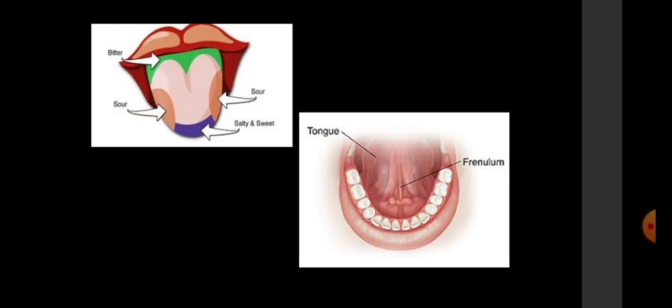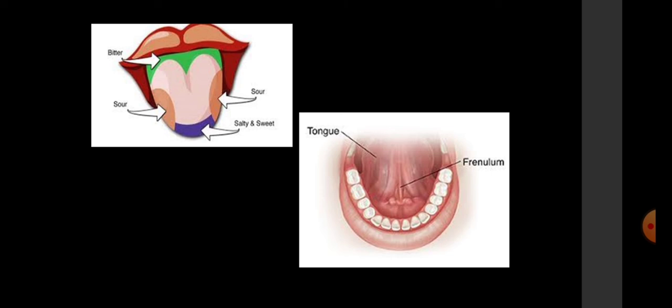In this picture, we can see the frenulum, which is a thin fold which helps the tongue to get attached to the floor of the buccal cavity. And these are the regions of the tongue which lodge the taste buds, which help us to perceive the different types of taste: sour, sweet, salt and bitter.